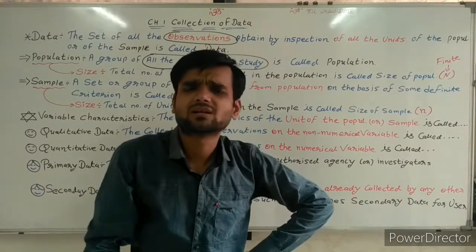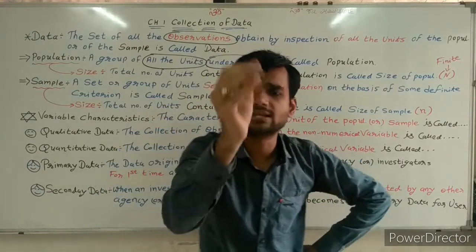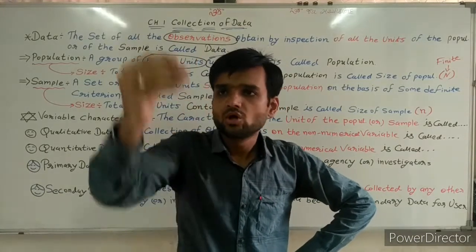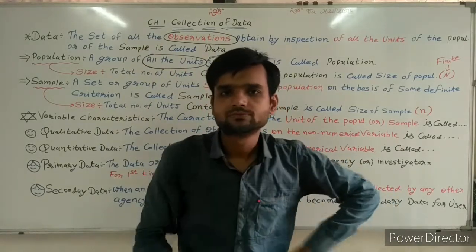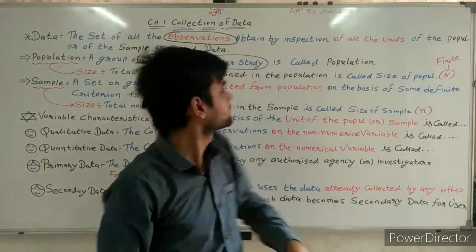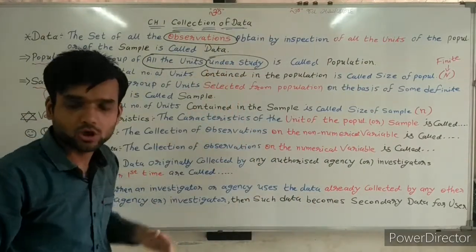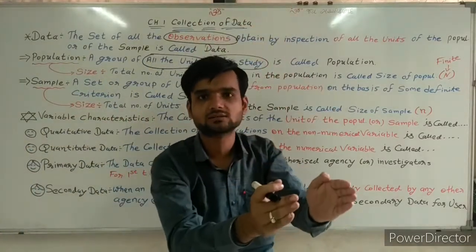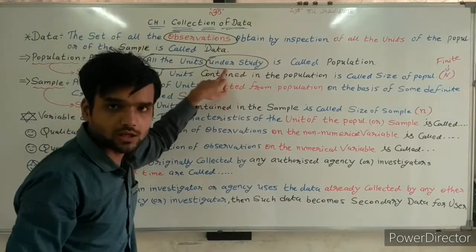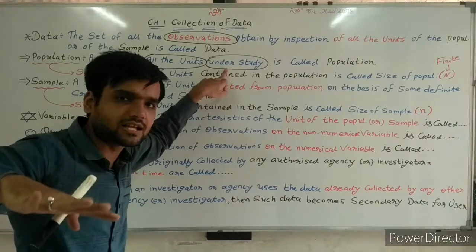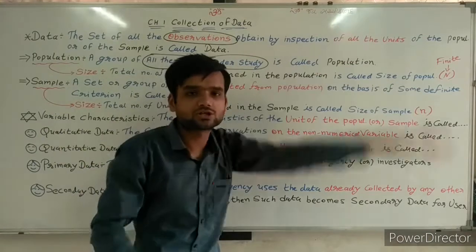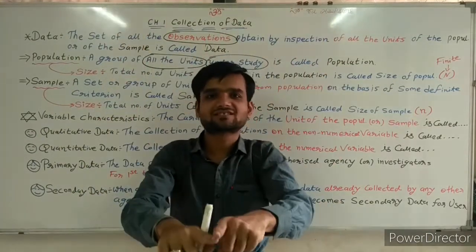Simple. Google class example. In 11th commerce stream, all the subjects are covered: Accounts, BA, English, Gujarati, whatever. Those are all the units under study, because we need to study 11th commerce class. All the units of all subjects are called population. So population means all subjects.